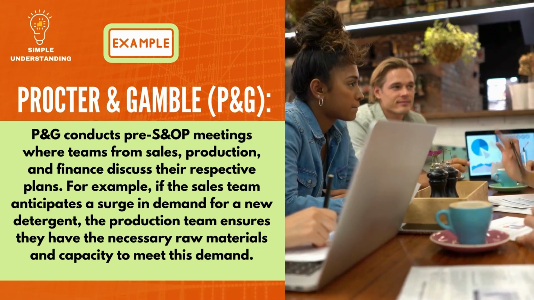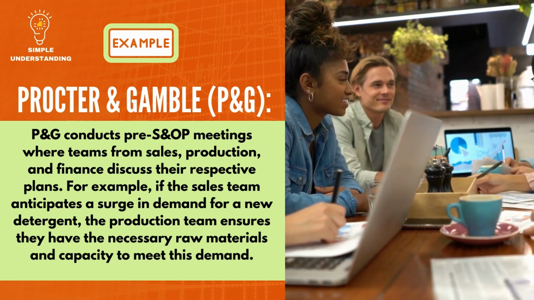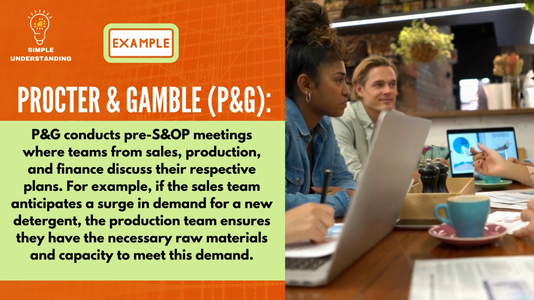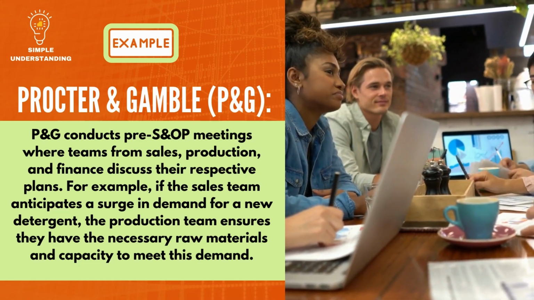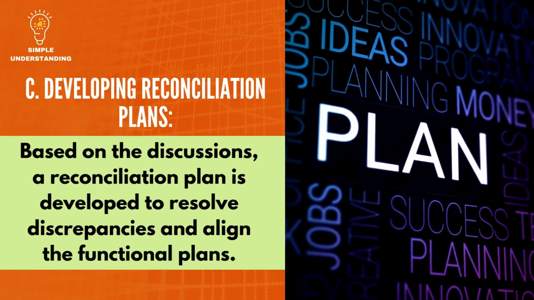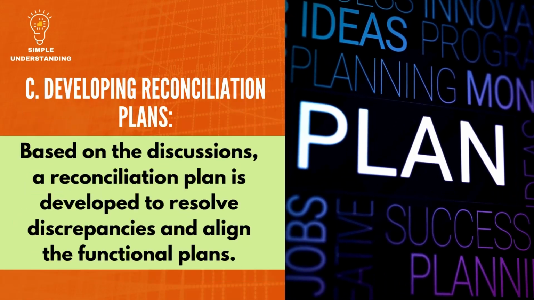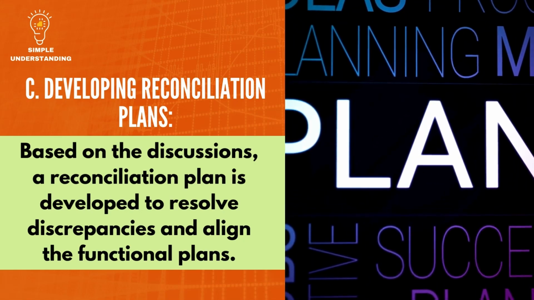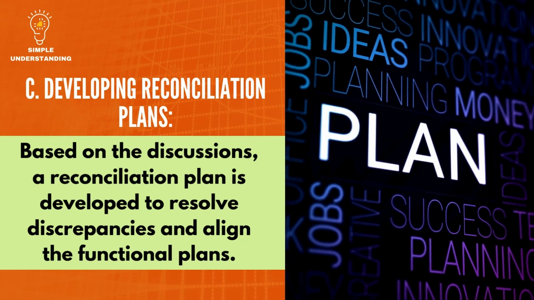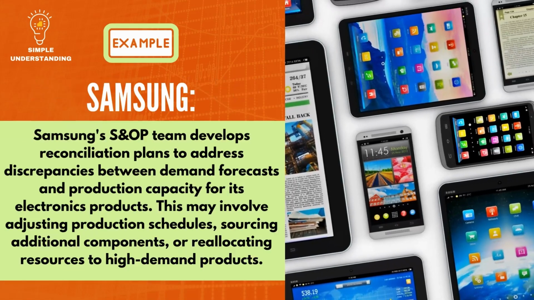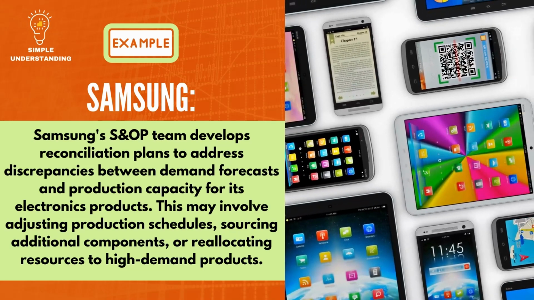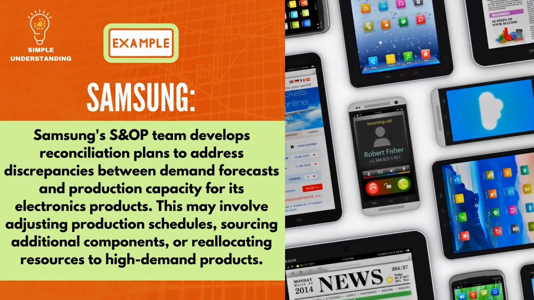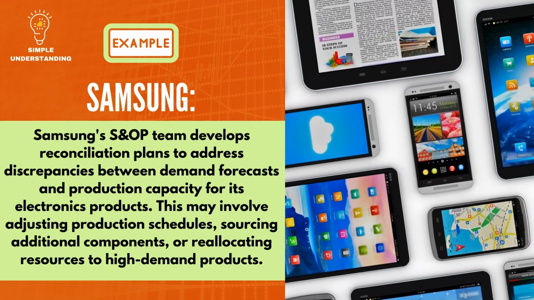P&G conducts pre-S&OP meetings where teams from sales, production, and finance discuss their respective plans. For example, if the sales team anticipates a surge in demand for a new detergent, the production team ensures they have the necessary raw materials and capacity to meet this demand. C. Developing reconciliation plans. Based on the discussions, a reconciliation plan is developed to resolve discrepancies and align the functional plans. Example: Samsung. Samsung's S&OP team develops reconciliation plans to address discrepancies between demand forecasts and production capacity for its electronics products.